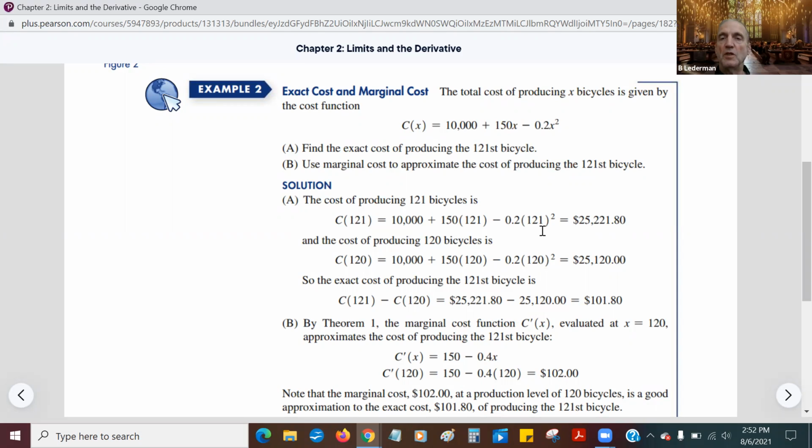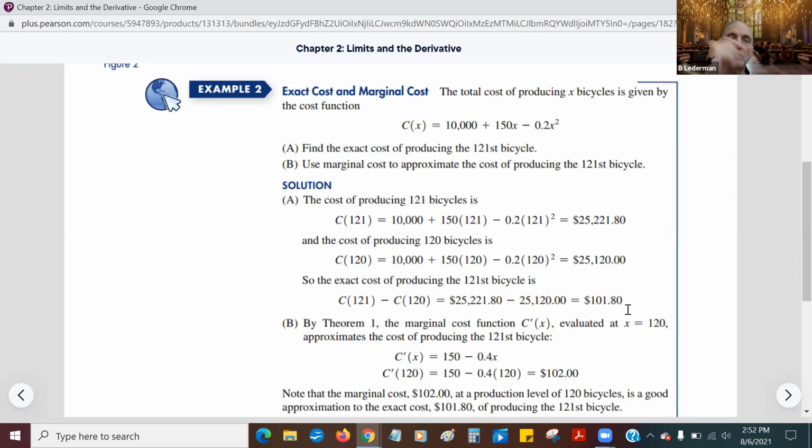Plus minus 0.2 times 121 squared, that comes out to $221.80. And the cost of producing 120 bicycles, if you plug 120 into the formula, you get $25,120. Well, if 121 bikes cost you this much and 120 bikes cost you that much, the difference is the 121st bike. So the difference is $101.80, and that's the exact cost of the 121st bicycle.